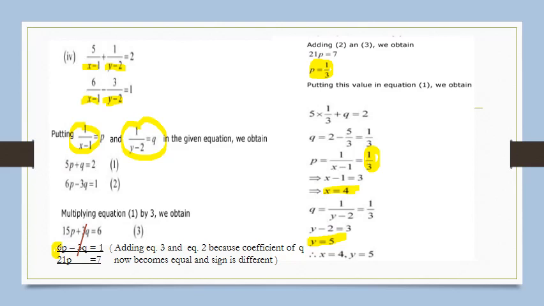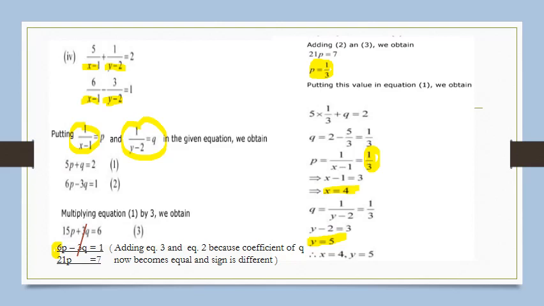We will take that same part and substitute 1 upon x equals p and 1 upon y minus 2 equals q. So what do these two equations become? They become 5p plus q equals 2 and 6p minus 3q equals 1. Now here we will solve by the elimination method. So what will we do? We will multiply the first equation by 3. When we multiply the first equation by 3, it becomes 15p plus 3q equals 6.